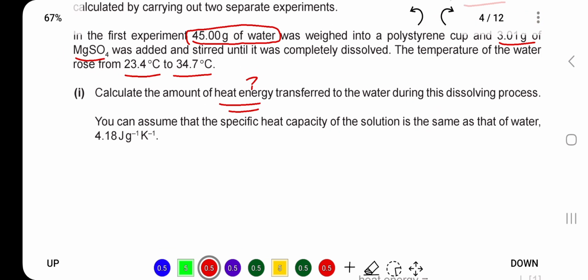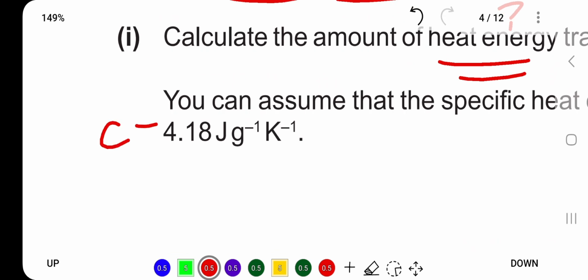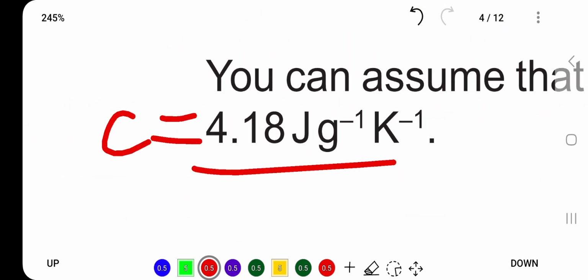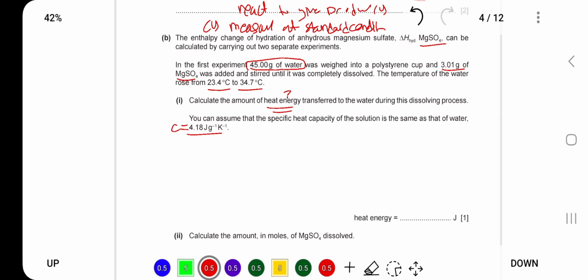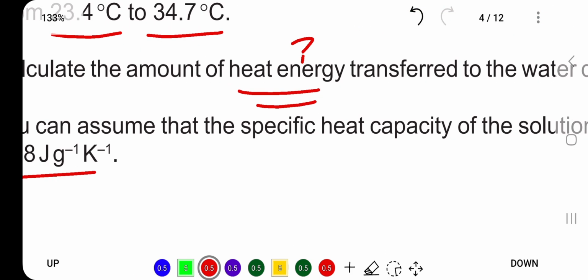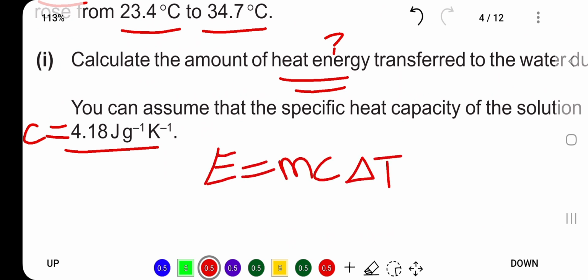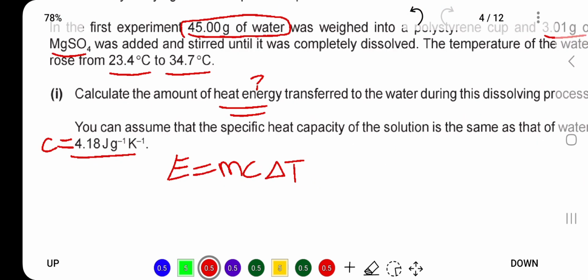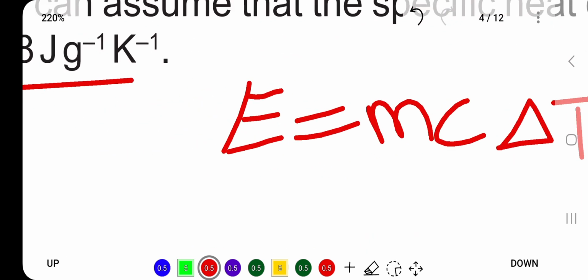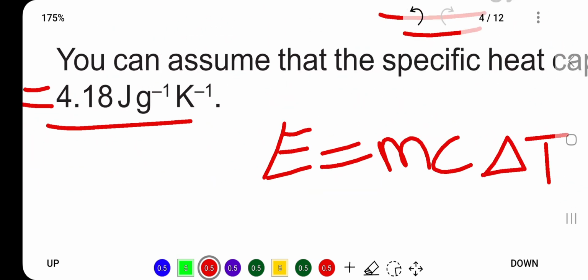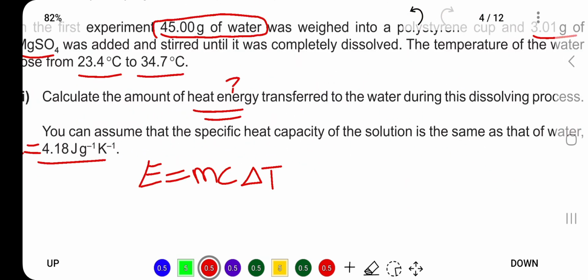You can assume the specific heat capacity. They gave you C equals 4.18, which you should learn, but they gave you it this time. But please learn. Now, since they want the heat energy and they gave you the capacity, you know it is this equation: E equals mCΔT. E is the energy which you should find, m is the mass, C is what they gave you here, 4.18, and ΔT is the temperature change.